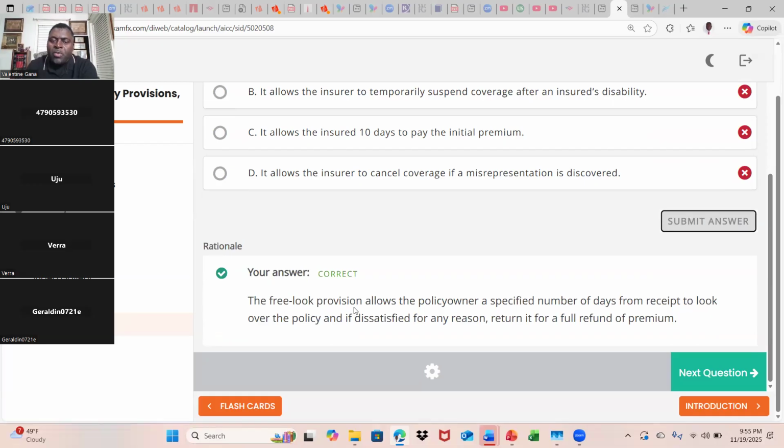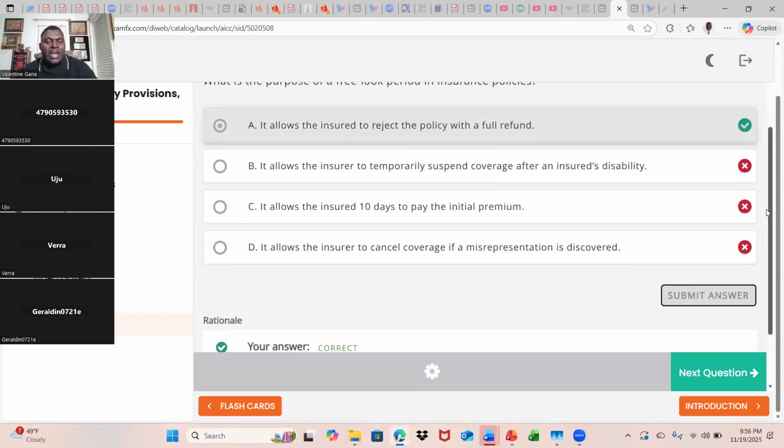So the free look provision allows the policy owner a specified number of days from the receipt to look over the policy, and if dissatisfied for any reason, return it for a full refund of the premium. Now, let me ask another question that you will likely see in the exam. What document has to come with the policy in order for the free look period to be effective?